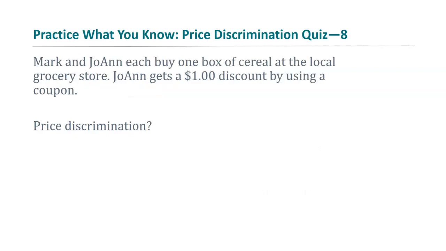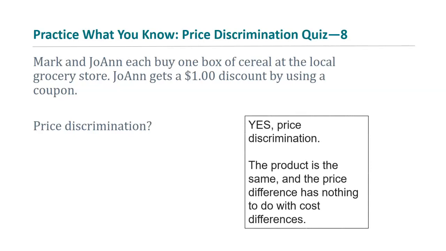And lastly, Mark and Joanne each buy a box of cereal at the local grocery store. Joanne gets a $1 discount by using a coupon. Is this price discrimination? Yes, it is. Coupons are a really good way of figuring out how elastic a customer's demand is, because if you are willing to do all the work to clip coupons, keep track of them, and use them, you probably have pretty elastic demand, right? You really wanted that discount. And so a coupon is a really good way of getting customers to identify themselves as having high elastic demand. And they get a discount on exactly the same product because they were willing to do the work of clipping coupons.